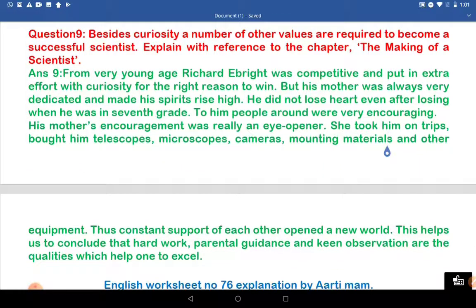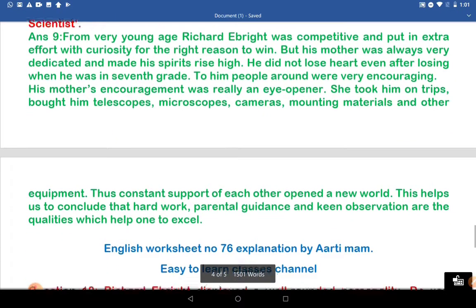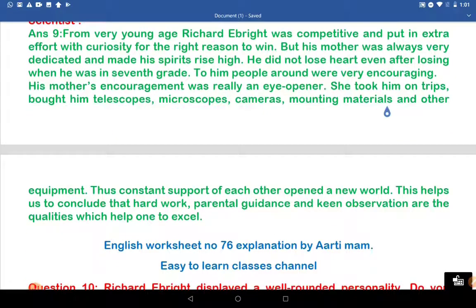Question 9. Besides curiosity, a number of other values are required to become a successful scientist. Explain with reference to the chapter The Making of Scientists. Answer. From a very young age, Richard E. Ebright was competitive and put in extra effort with curiosity for the right reasons to win. But his mother was always very dedicated and made his spirit rise high.